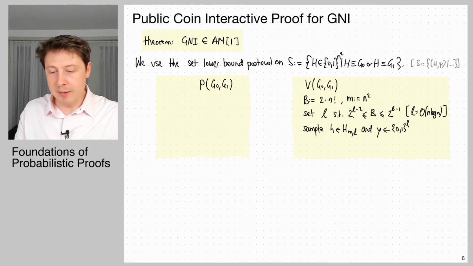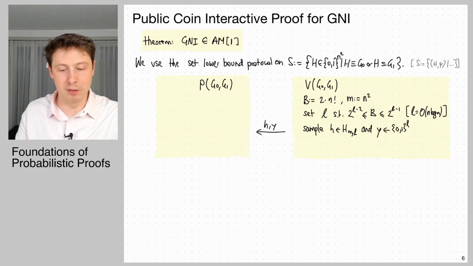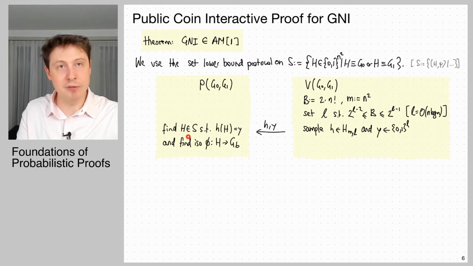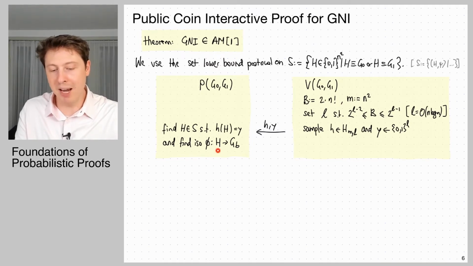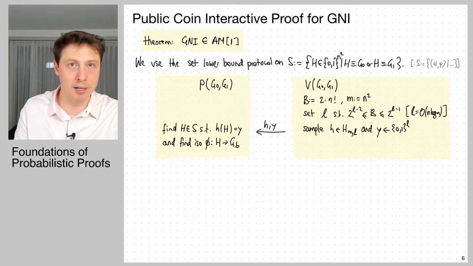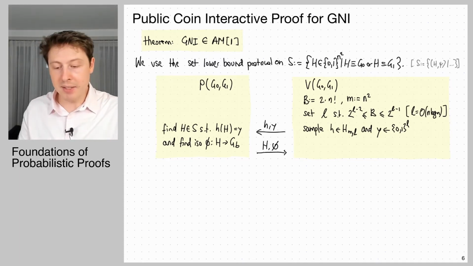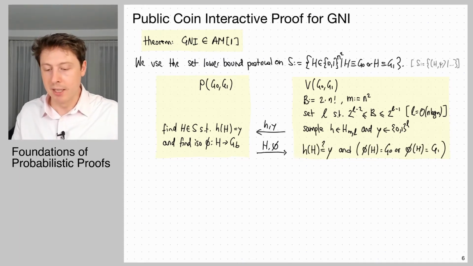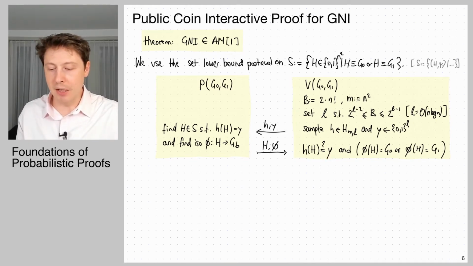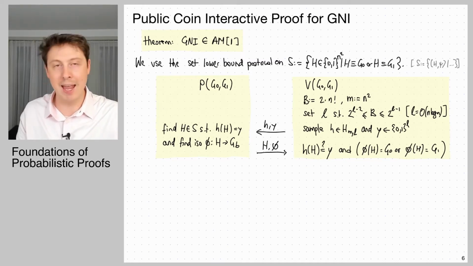We sample, as the set lower bound protocol tells us, a random hash function and a random image in the codomain. We send it over to the prover. The prover finds some graph in the set S and an isomorphism that proves that H is in the set S. So it's just some isomorphism from H to either G0 or G1, doesn't matter, one of the two. It sends the graph and the isomorphism to the verifier. The verifier checks that the graph is a preimage of the hash function. It checks that H is in the set. How does it check it? Well, it checks that either it's an isomorphism to G0 or to G1. That's enough to check that H is in S.